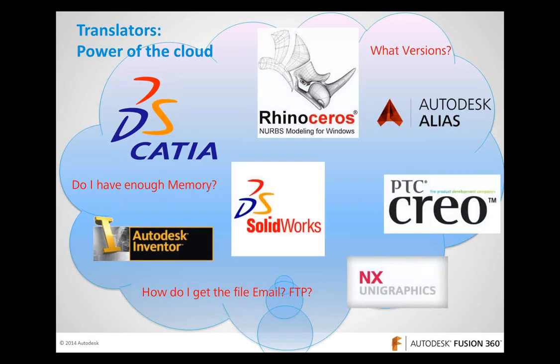Translators use the power of the cloud. These are all the files and more that we handle. We handle a lot more than this. Import your Rhino files natively, Alias, PTC, SolidWorks, NX, Inventor, CATIA. And you know where we translate that stuff? On the cloud. It's awesome. You just upload it up there. Now you don't have to worry, is this a 10,000 part assembly? Do I have enough memory? Do I have enough horsepower? Is it going to sit and chunk and then finally spew out because my machine didn't have enough memory, or I'm not really sure? That's a perfect application for the cloud.